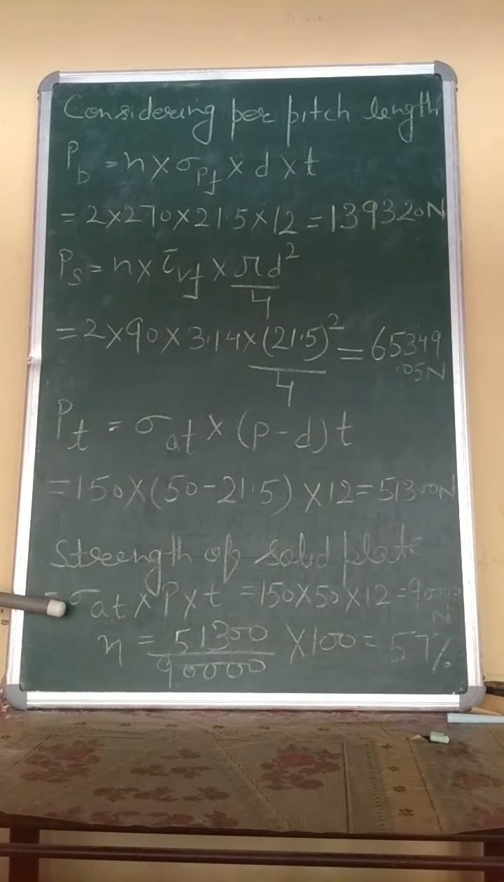Now put the values in the equation for efficiency of the riveted joint: strength of the riveted joint over strength of the solid plate multiplied by 100. We get efficiency is equal to 57 percent.